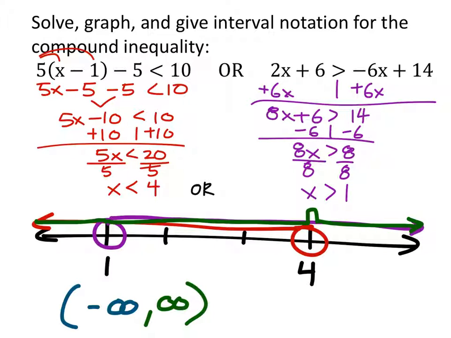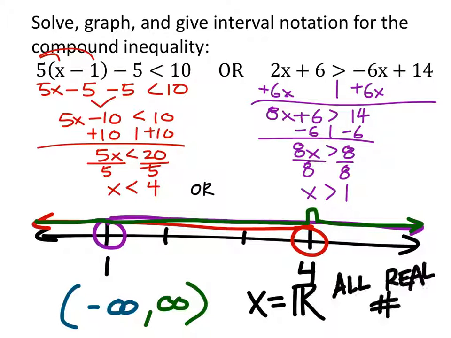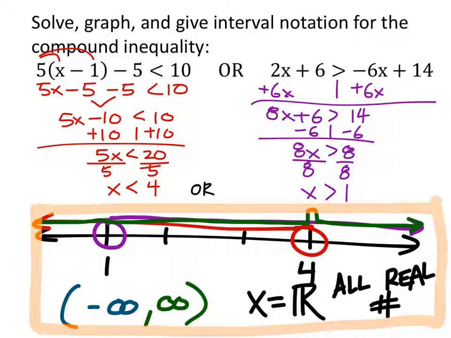So what does this mean for the inequality? It means that x is just going to be all real numbers. Now this is the symbol for all real numbers. Or you could, if you wanted to, write it out like this. So the final answer would be the graph here, the interval, and then also showing the inequality.